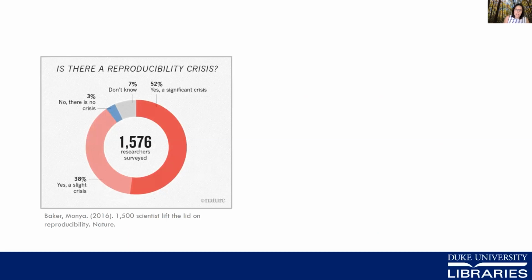So why is this important? I know many of you have probably heard of the so-called reproducibility crisis. This was a survey taken by Nature in 2016, where they asked scientists if they thought there was a reproducibility crisis, and we can see 52% said a significant crisis and 38% a slight crisis. I still like to reframe this not as a crisis, but an opportunity.